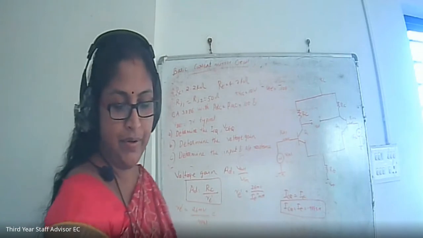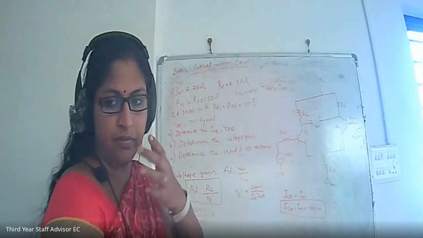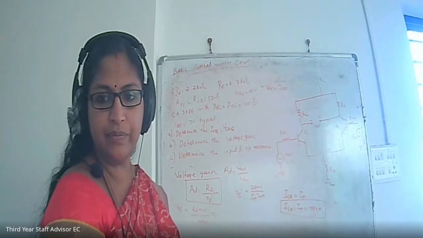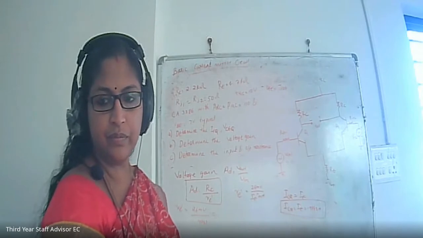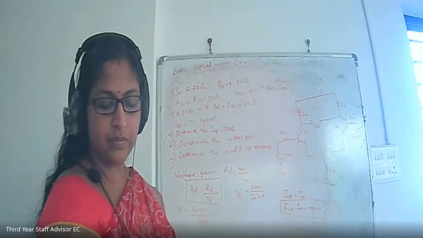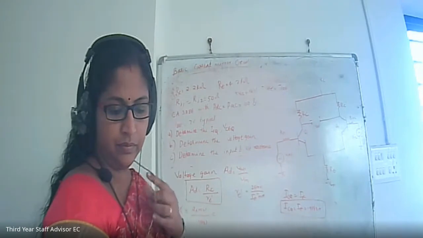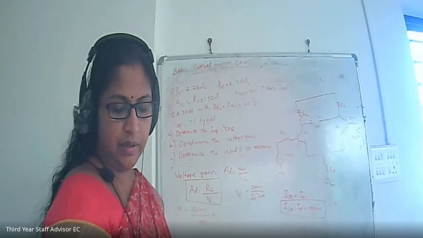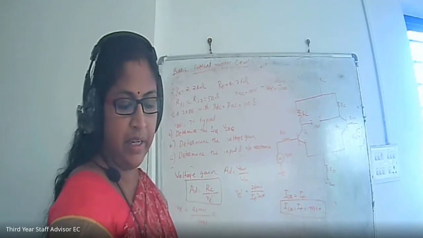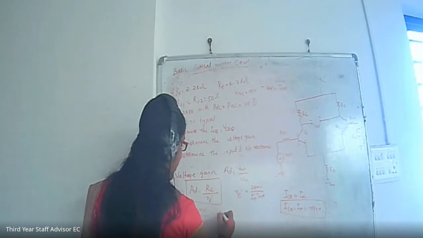Dominic, what is the RE dash value? Make a simple substitution. These are all simple substitutions. You can use a calculator and find it. That is 26.28 ohm. RE dash value is equal to 26.28 ohm.